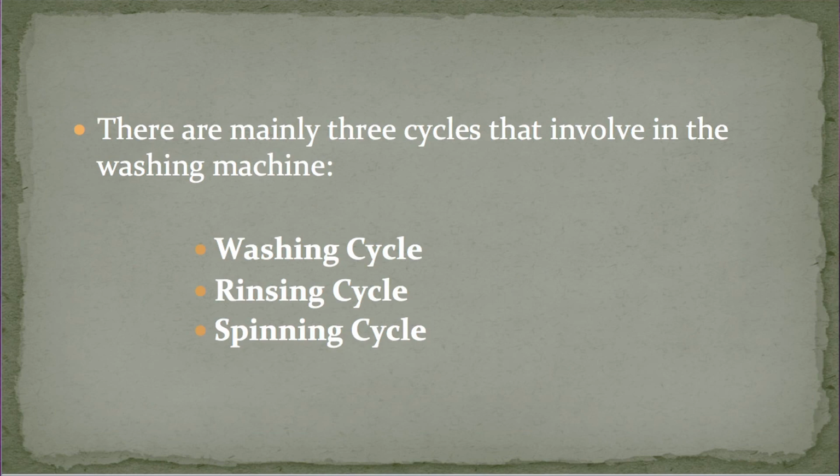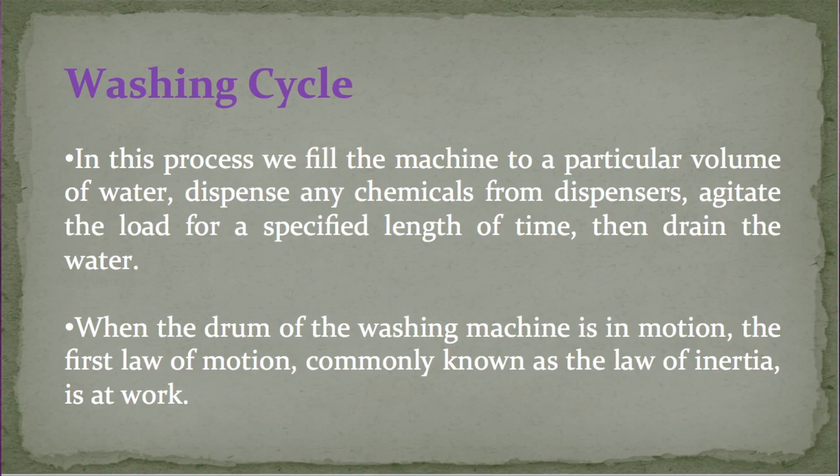There are mainly three cycles involved in the washing machine: washing, rinsing, and spinning. First, let us discuss the washing and rinsing cycle. In this process, we fill the machine to a particular volume of water, dispense any chemicals from dispensers, agitate the load for a specific length of time, then drain the water. When the drum of the washing machine is in motion, the first law of motion, commonly known as the law of inertia, is at work.